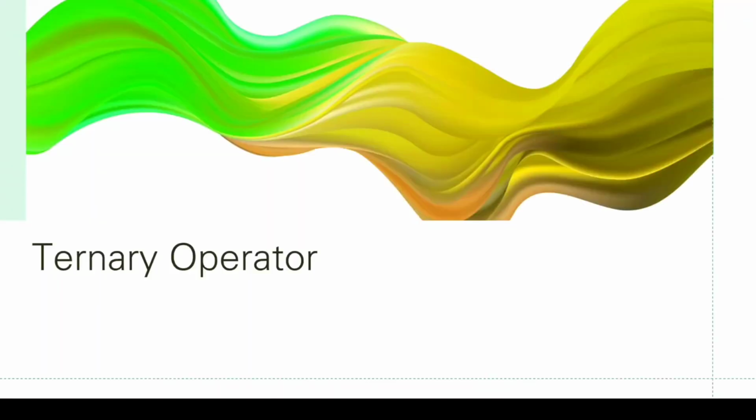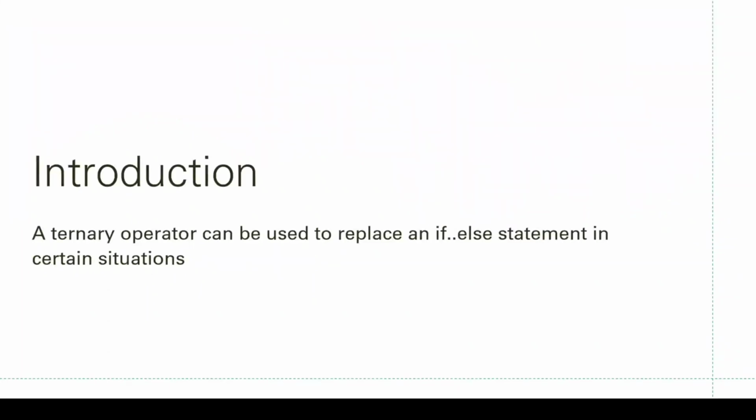Now discuss the ternary operator in JavaScript. It is a most important concept of JavaScript. We can use the ternary operator instead of an if else statement. For example, if you have a single statement in an if else condition, then you can replace it with the ternary operator. Now this is the syntax of the ternary operator.